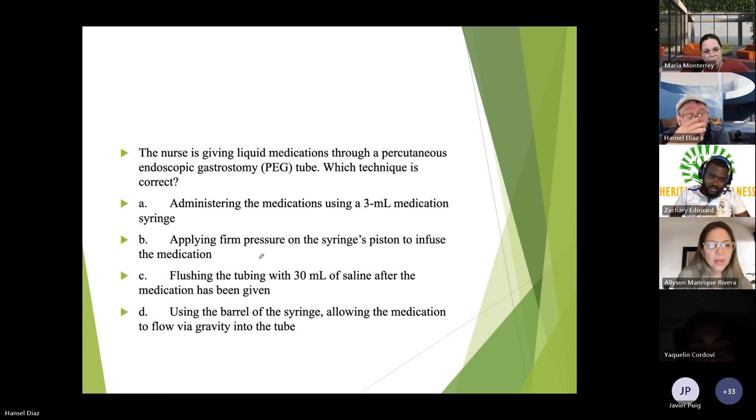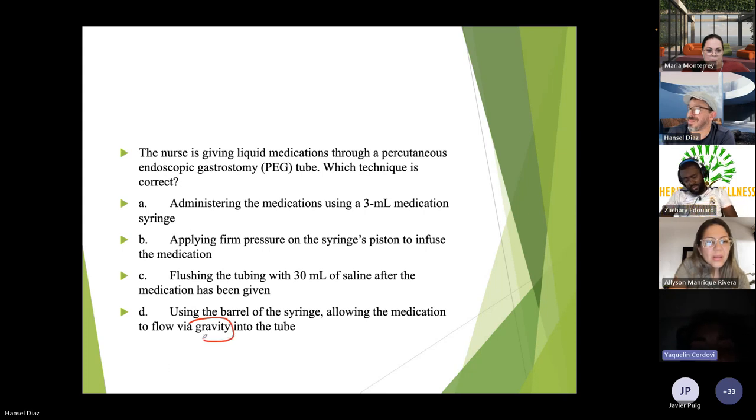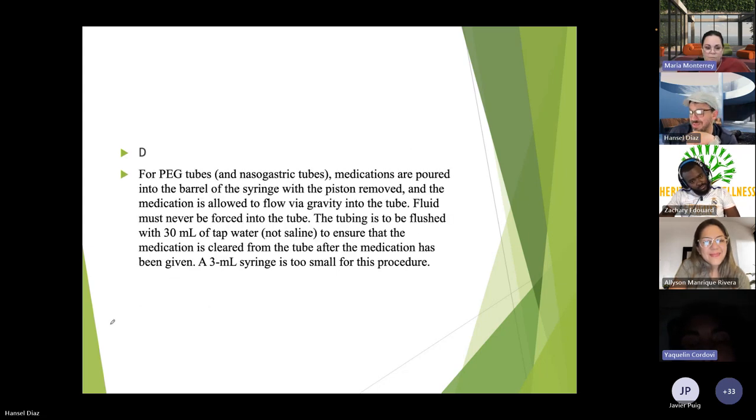I think D. Yeah, there is a key word here. Flush. Which one is it? The key word here is gravity. Gravity. Yes, the D. That's right. The medication goes in by gravity. I hope that we are going to be able to do that in the hospital. That's right.